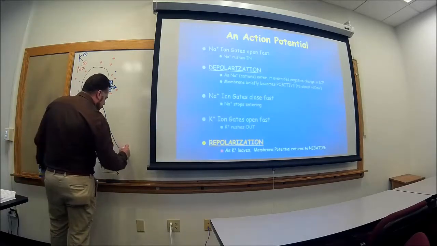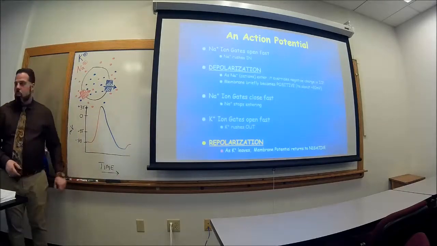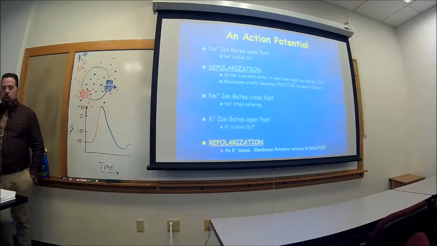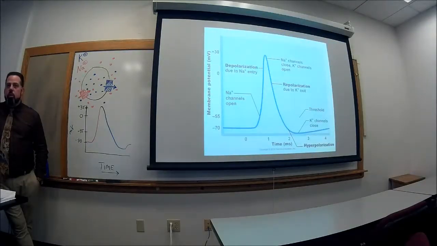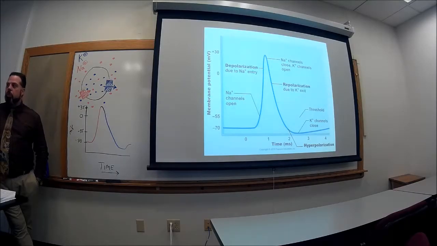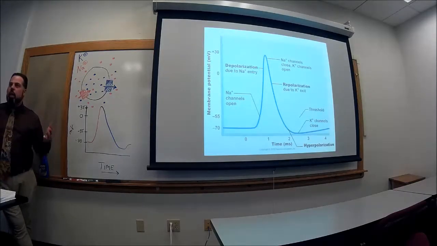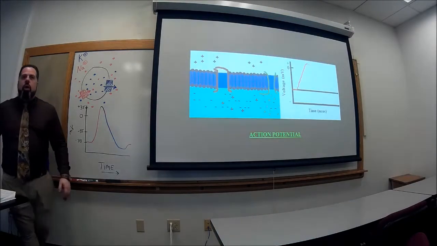Until it goes back up to negative 70. And that is an action potential, right? You learned that. That's old stuff. You need to understand this because when we talk about too much potassium outside or too little potassium outside, what does that do to this action potential? So it's a quick up and down.